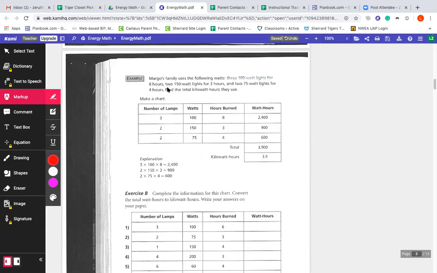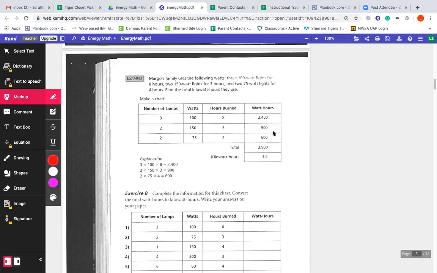All right, anyway, so the next piece of information, what I tried to do there was cross that out because I know I already used it. And the next piece of information, they have 2 150-watt lights that they run for 3 hours. So 2 lights or lamps, 150 watts, 3 hours. So if you look down here again, all they did was 2 times 150 times 3. That's how they get that 900 there.